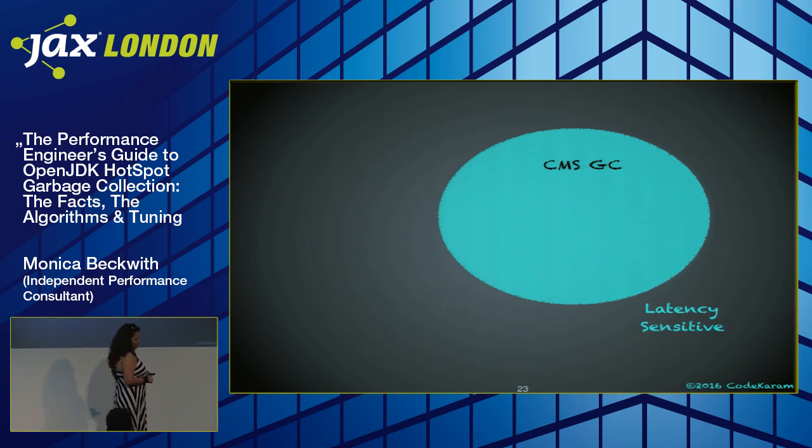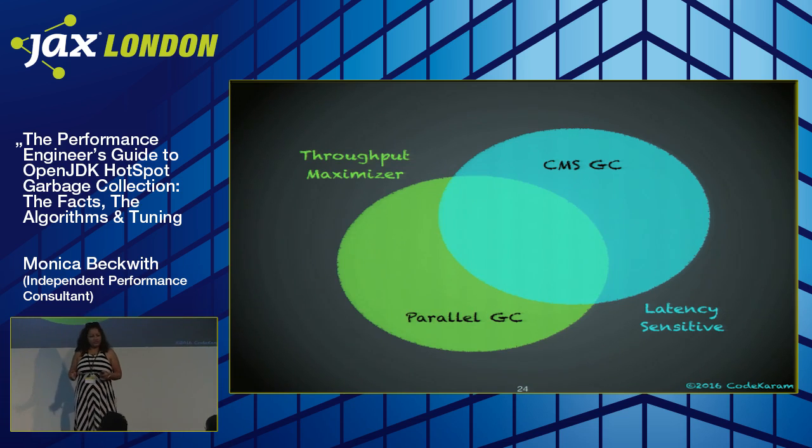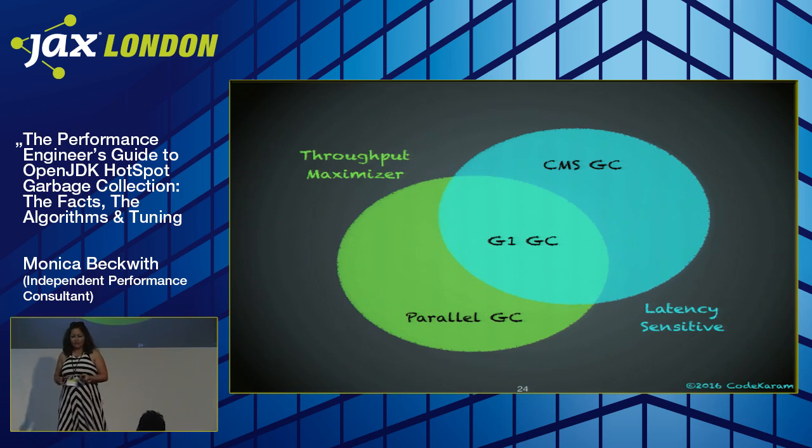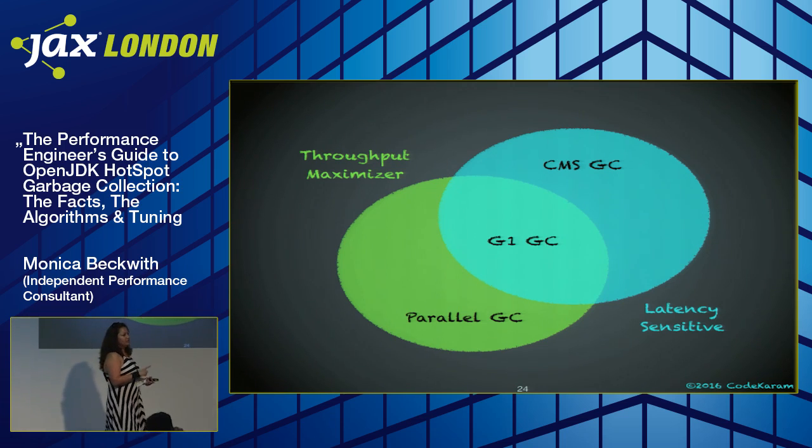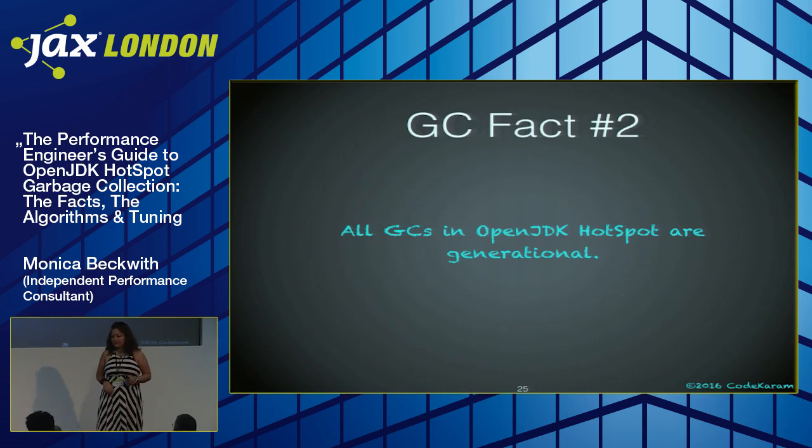mark and sweep GC. Now somewhere in between there is G1 GC, because G1 GC has partial compaction. G1 GC does have a stop the world component. G1 GC is generational, and G1 GC has concurrent marking. So it's right in between somewhere, okay?